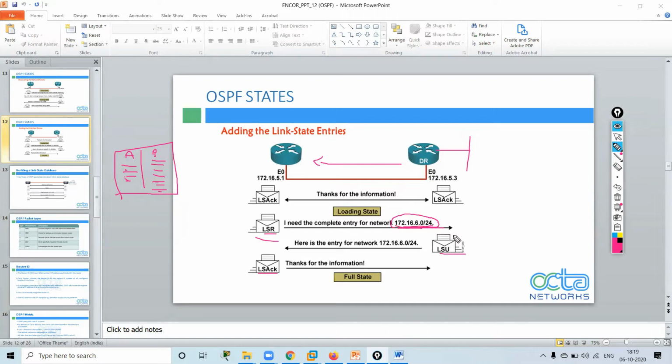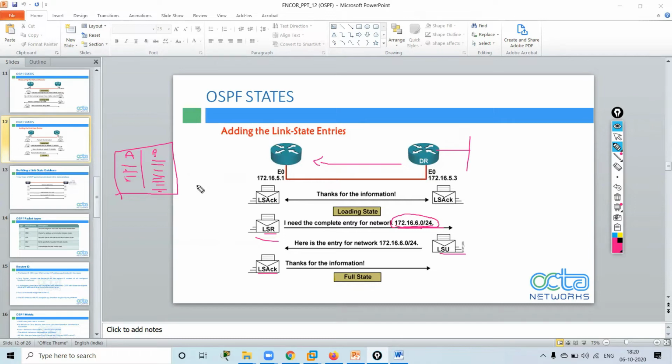Come again? Then why? You said A compares with the B database, and it finds something is missing. Then it can add the entry there, right? Why does it send the LSR then? No, it cannot take the entry from the DBD. It only does not have the complete route. It does not have the complete entry in the DBD.